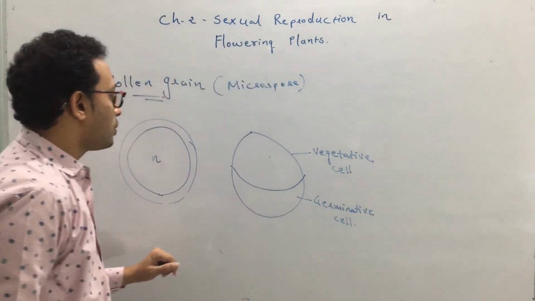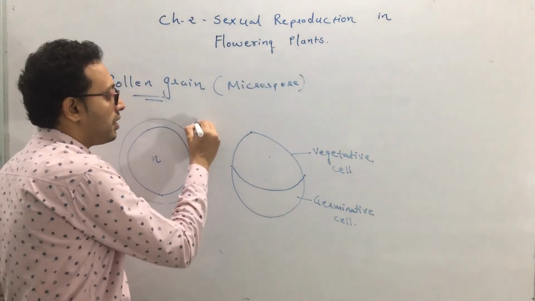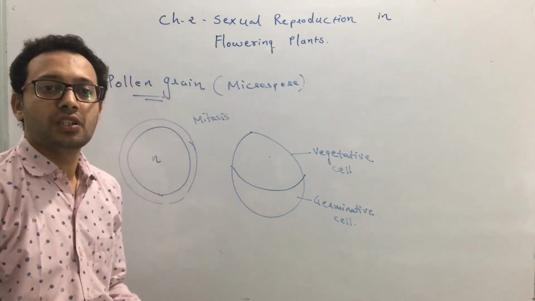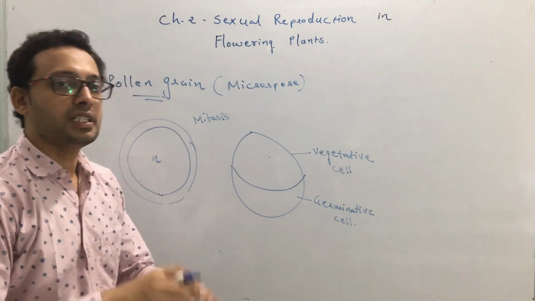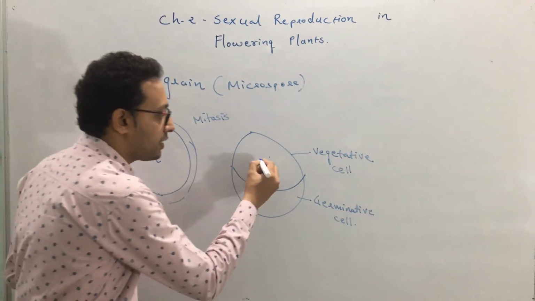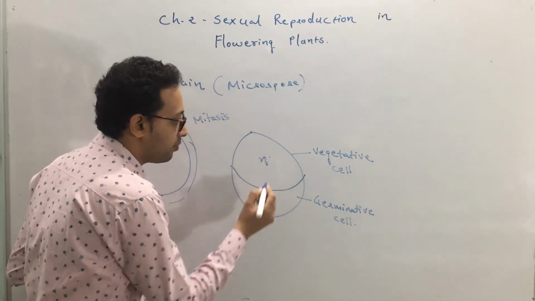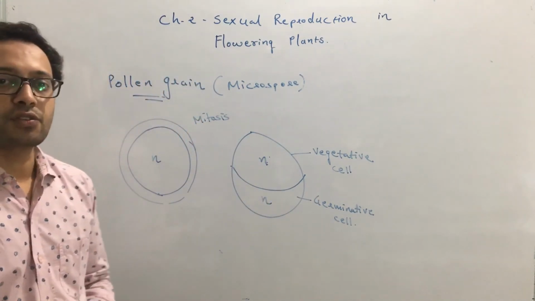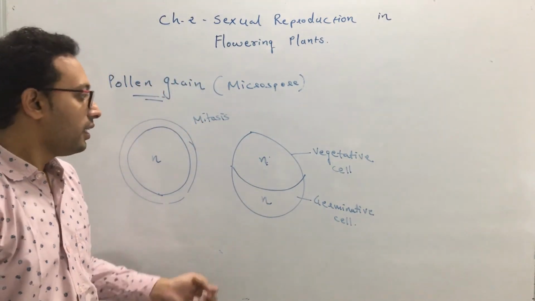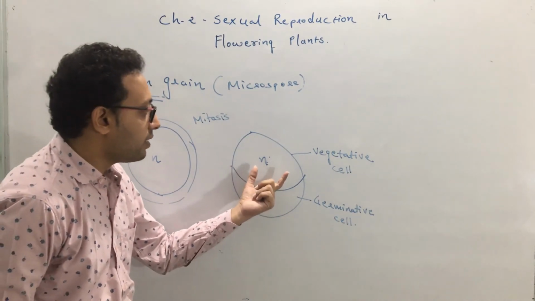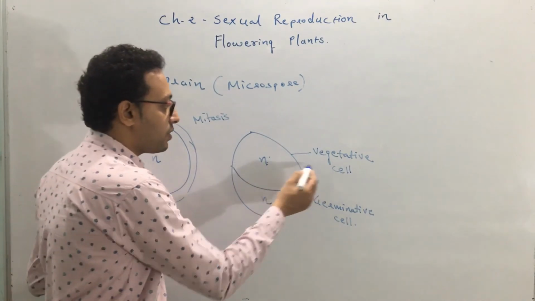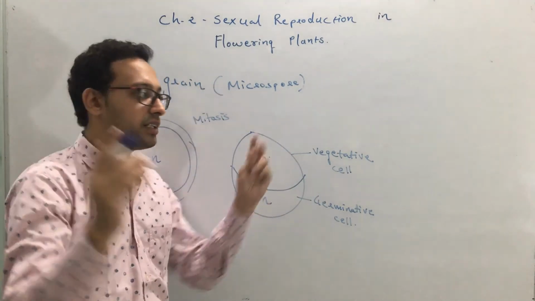So that division occurs. Here the division occurs by which process? Mitosis. Mitosis means obviously the number of chromosomes remains the same as the parent cell. So the vegetative cell contains n number of chromosomes. Similarly, the germinative cell also contains n number of chromosomes. But what are the characteristics? The vegetative cell is bigger in size.